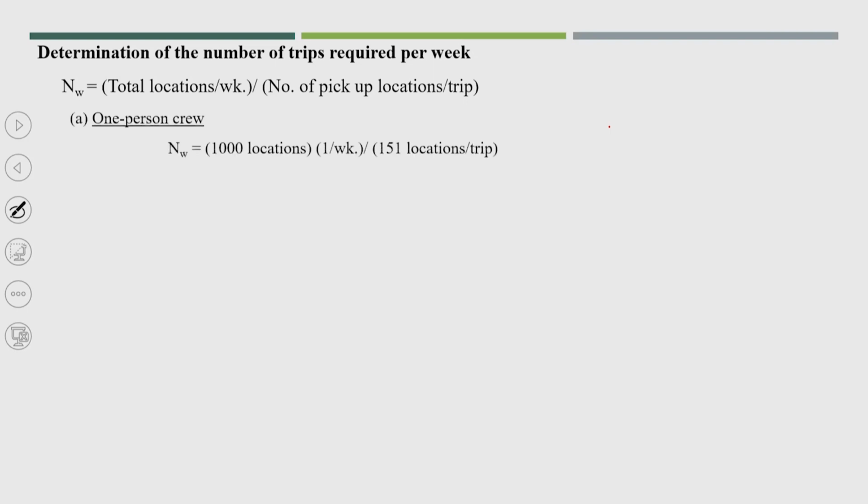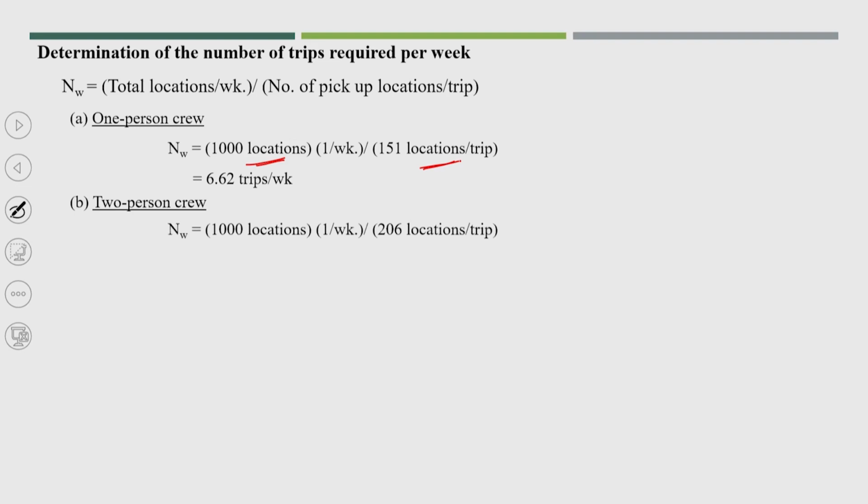So, for the one person crew, we can do it by number of locations, that is 1000 locations divided by how many locations could be possible in each trip. By that way we can come up with the number of trips required per week, that is coming out to be 6.62 trips per week, and for the 2 person crew, it is coming out to be 4.85 trips per week. So, you see here in the 1 person crew we require more trips per week compared to the 2 person crew.